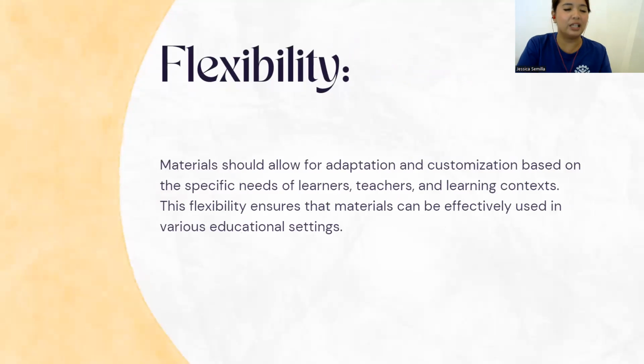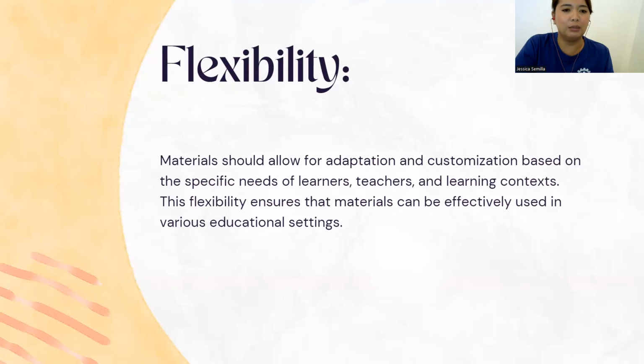Next one is flexibility. Flexibility is basically, the word is flexible. So material should allow for adaptation and customization. So what do you mean by adaptation? This flexibility ensures that the materials can be effectively used in various educational settings. And there are series of activities that would be flexible for different types of learners with different contexts and with different learning abilities and interests.